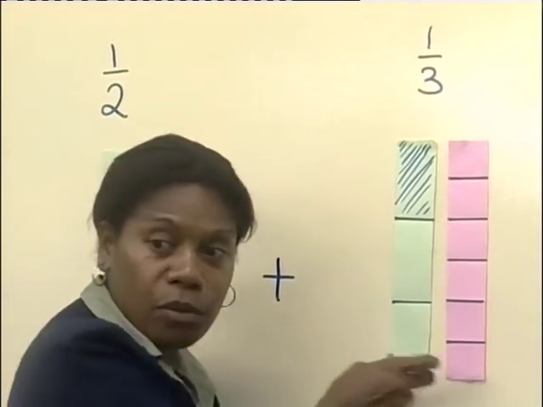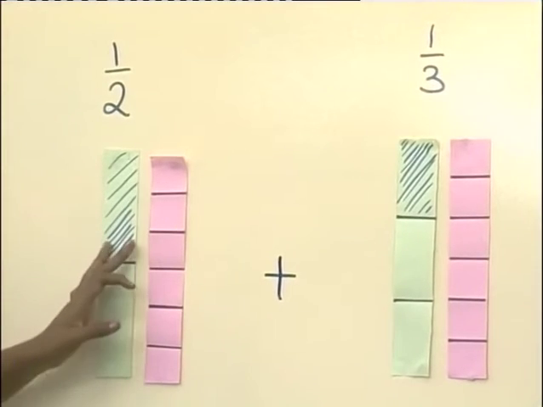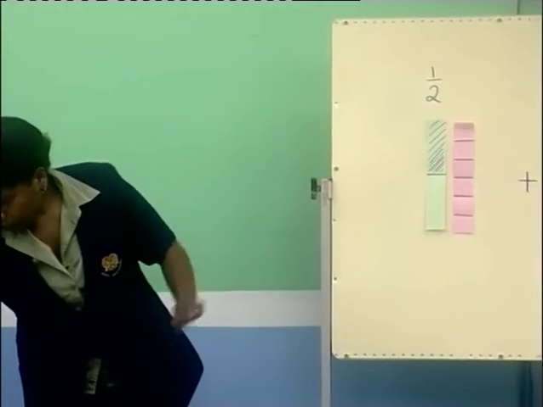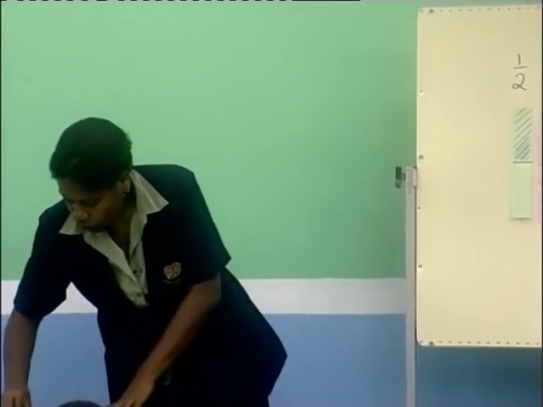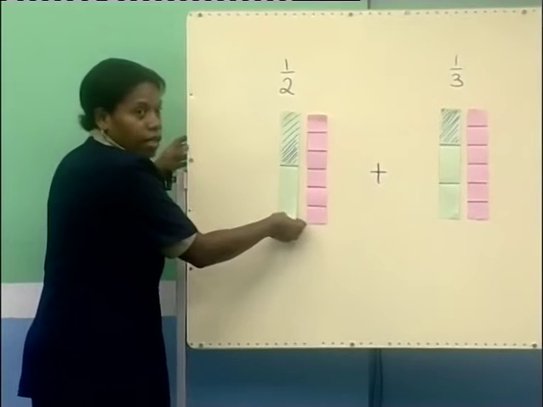Okay, can somebody come up to the board and maybe shade in, please? You can also go up to the board and write down your equivalent fraction up on the board to a half, right?